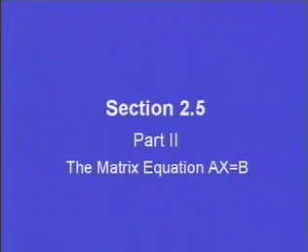So let's take a look. Section 2.5, second part, the matrix equation AX equals B. Now here, if you remember, A is still the coefficient matrix. X and B, though, now are also matrices. X is the solution matrix. B is going to be a matrix of constants.